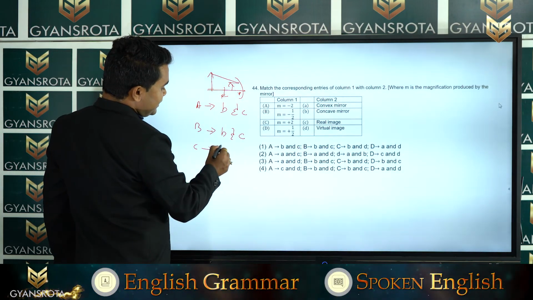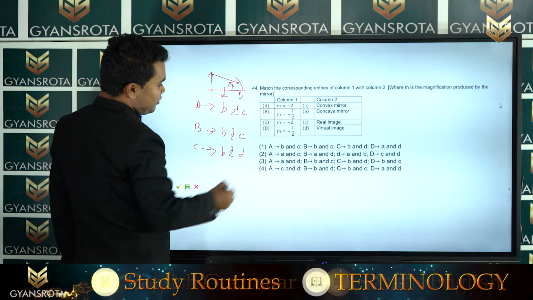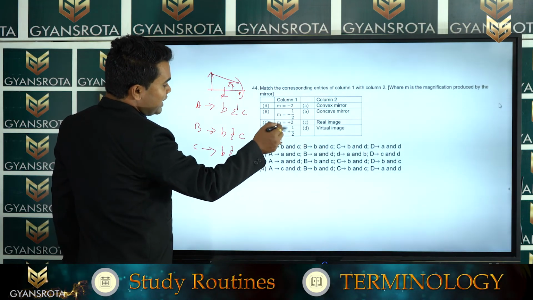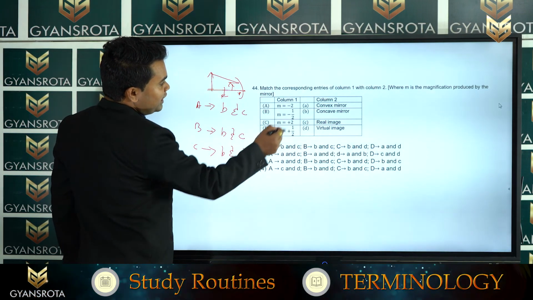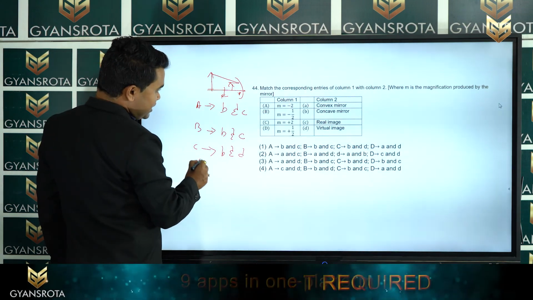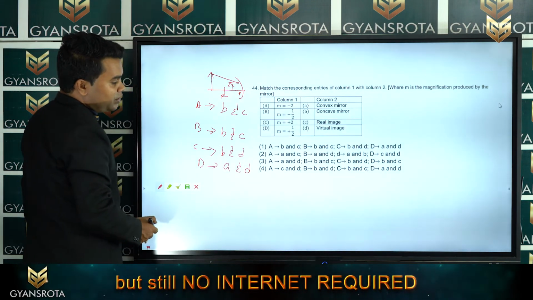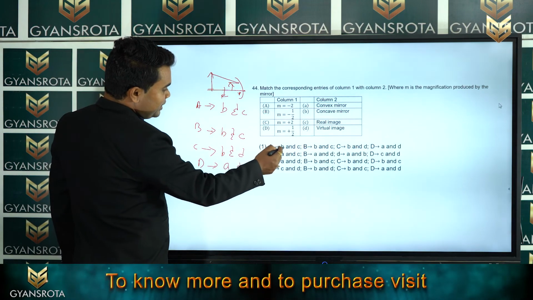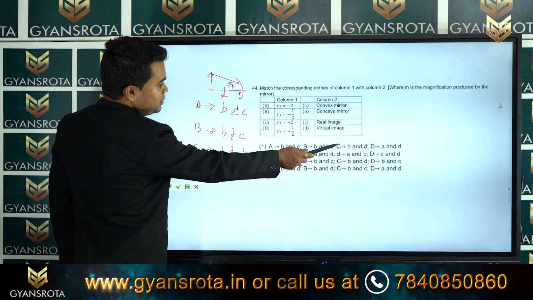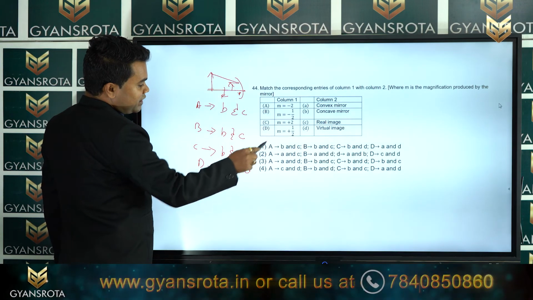So C will be B and D, and D equals plus half magnification. It is an image where the magnification is less than 1, that means a smaller image will form. In the case of a convex mirror, it is true and it is a virtual image. So D is A and D. So if you look at this, A is B and C, B is B and C, C is B and D, and D is A and D. So number 1 is the correct answer.